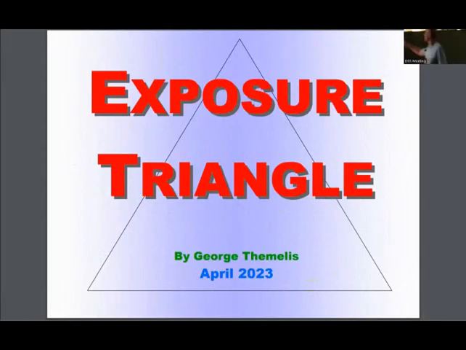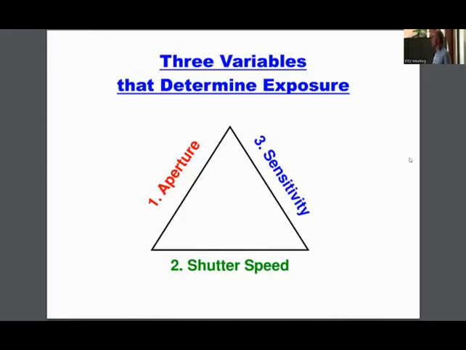My topic is the exposure triangle. Okay, next. What is this about? I'm going to talk about three variables. This is photography 101. The three variables that determine exposure are the lens aperture, number one, the shutter speed, number two, and the sensitivity of the sensor, number three.